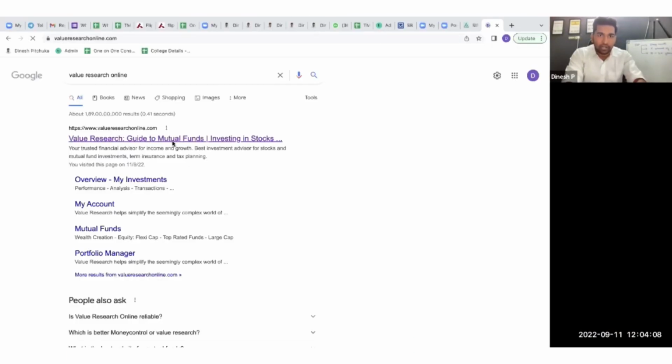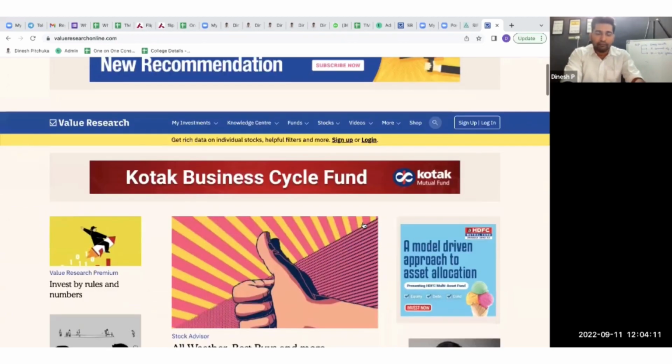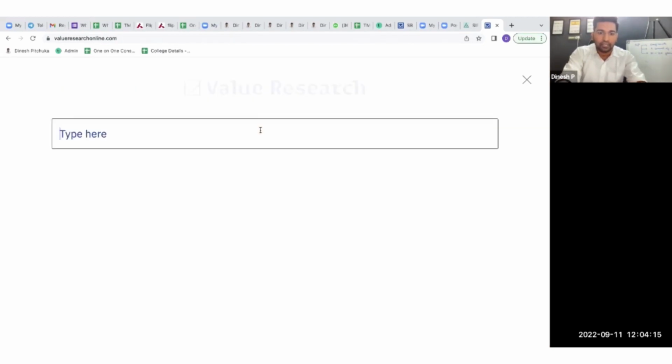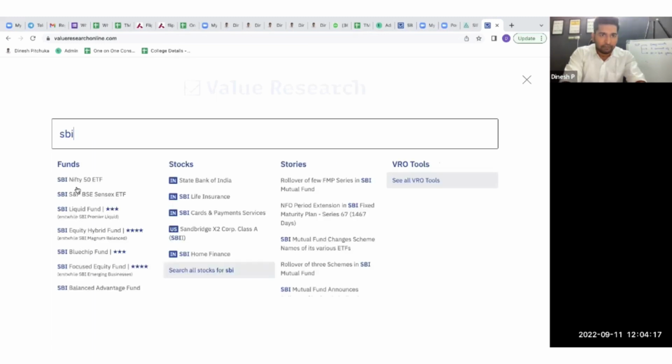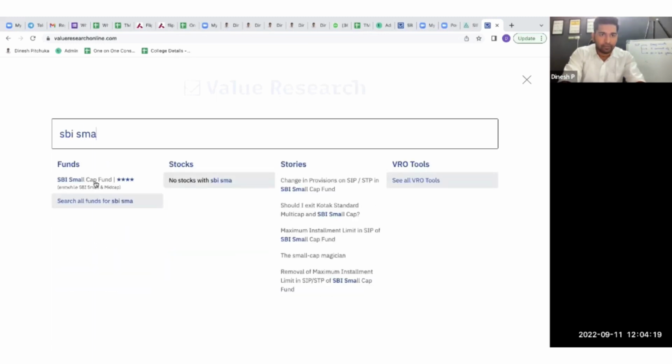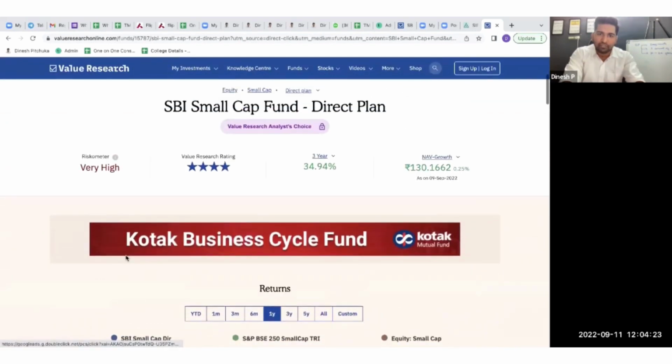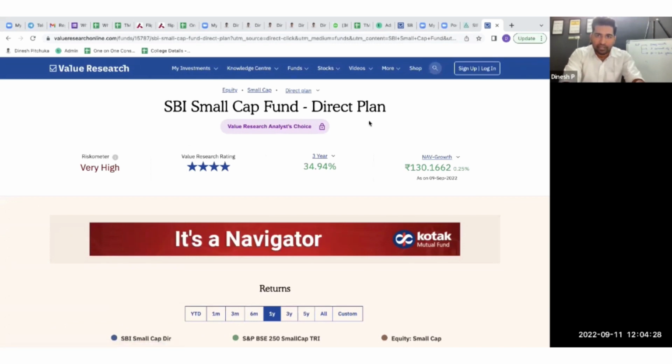Okay, so the website that you're going to use is Value Research Online. Value Research Online is one of the best, and it gives enough information about mutual funds. This is one of my favorite mutual funds. I've been investing for so many years now. SBI Small Cap Fund, direct plan.